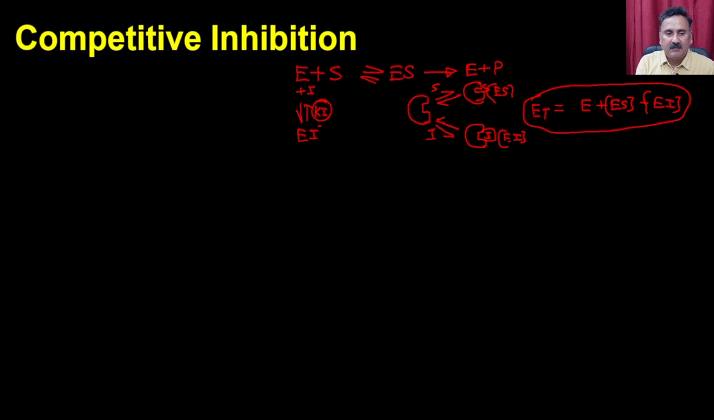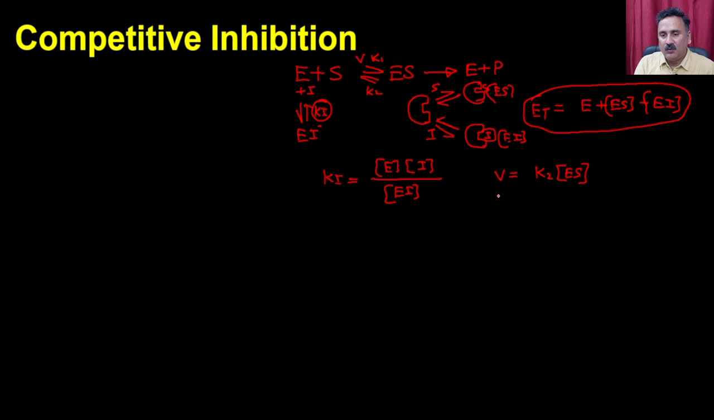Remember that the equilibrium constant for the enzyme inhibitor interaction is called Ki. So Ki is the concentration of the enzyme times the concentration of the inhibitor, divided by the concentration of the enzyme inhibitor complex. Okay, now the velocity of the enzyme reaction is V, right? You remember when we were discussing the Michaelis-Menten constant, this step is called K1 and this is called K2, right? So the velocity is going to be K2 times the breakdown of ES, right? This is the direction.